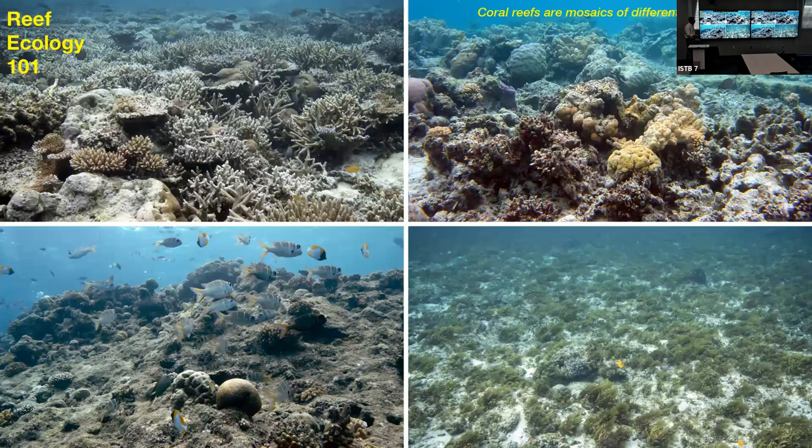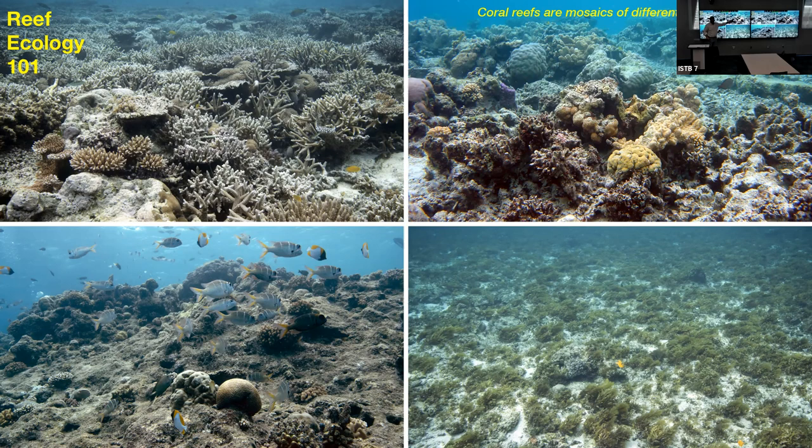Reefs are mosaics of different types of communities. They're not all corals, and I want to emphasize that. They get convolved, they get convoluted, whatever the term is. People think corals are reefs. It's not true. Reefs are ecosystems. Corals live there. This happens to be a very pretty high area of a lot of coral on a reef. This area has a little bit less coral, more algae on it. This area has even less coral and more algae on it.